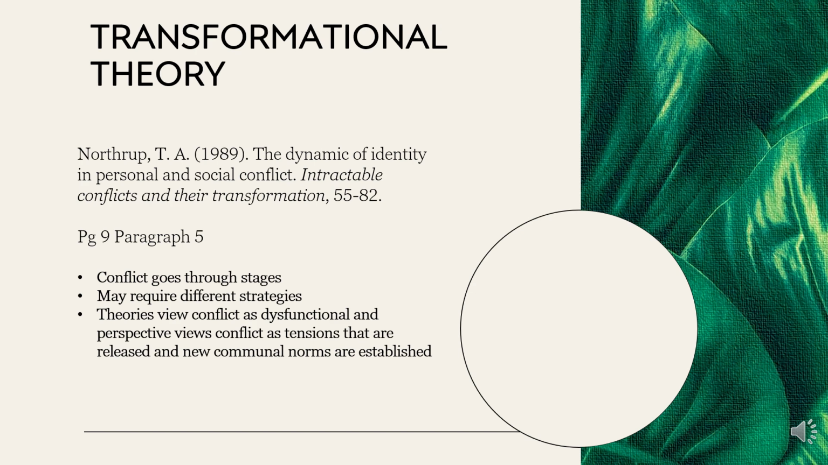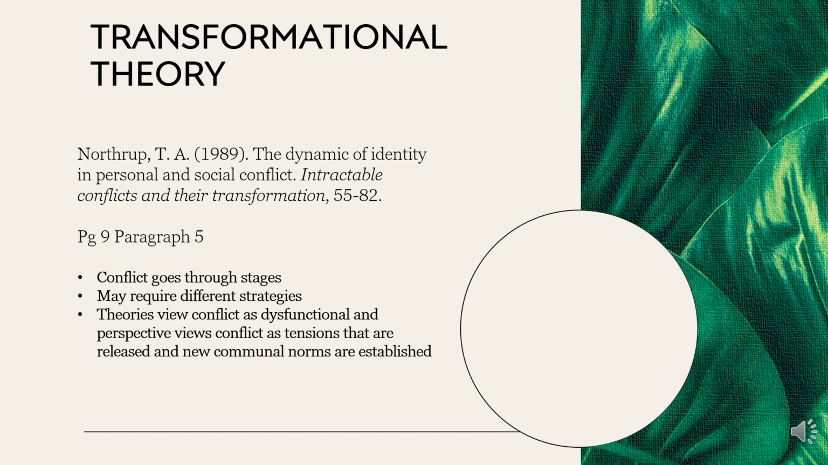And so the first theory that I chose was transformational theory, and I used Northrop, the dynamic of identity and personal and social conflict, and it's on page 9, paragraph 5. It talks about how when you deal with conflict, it goes through stages, and each stage might require a different strategy to combat the conflict at hand. And theories view conflict as dysfunctional, and perspective views conflict as tensions that are released and new communal norms are established. So when breaking down that little context right there about theories view conflict as dysfunctional, it's talking about the fact that different perspectives can make people view things very differently.